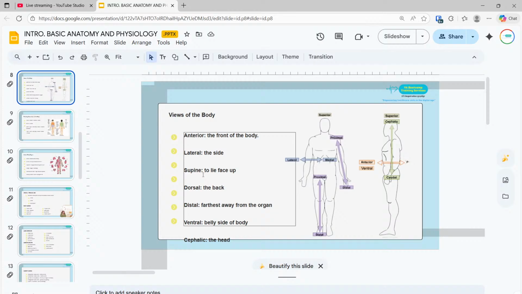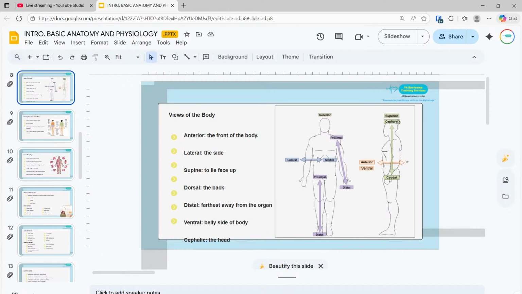Okay, and then we have dorsal, or the back. And then we have distal, or farthest away from the organ. Distal usually is on the end of the hand and the end of the toe. Okay, distal. And then we have ventral. This is the belly side of the body. And cephalic, or the head.